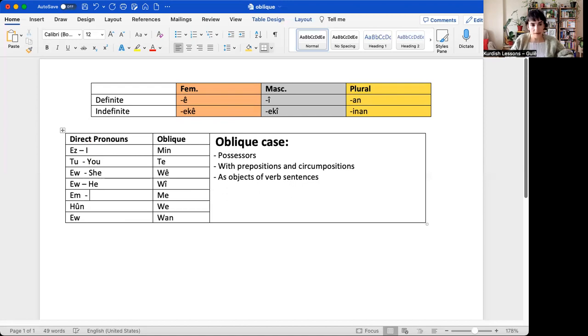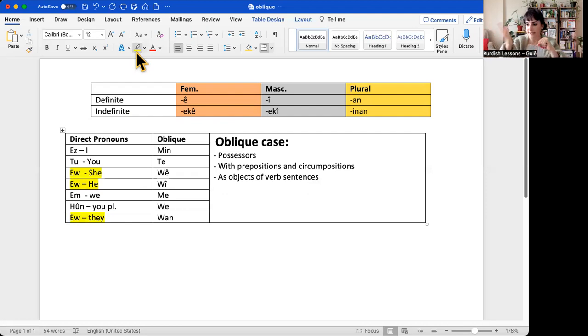M is we, and hun is you plural, you guys, and L is they. So as, to, L, M, hun, L. You see, he, she, and they are the same. When it is direct pronouns, it is the same.